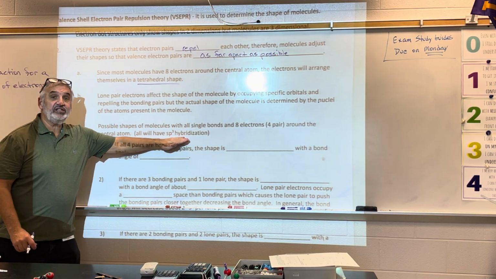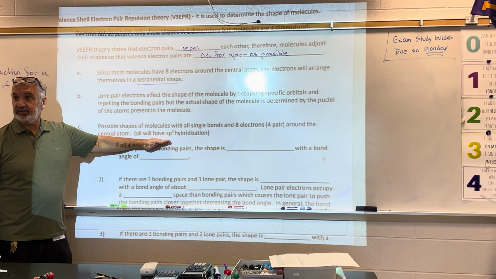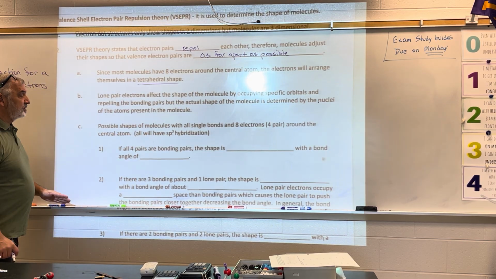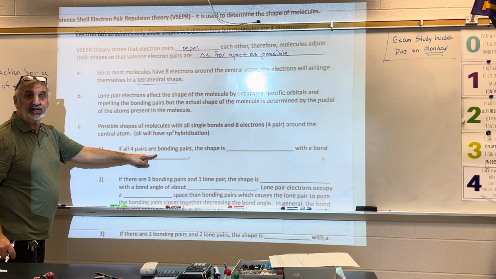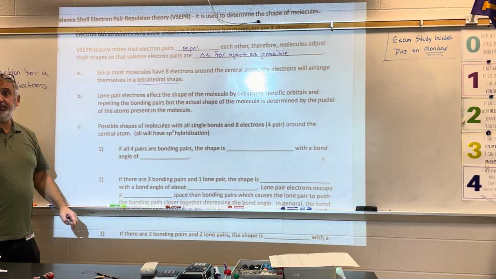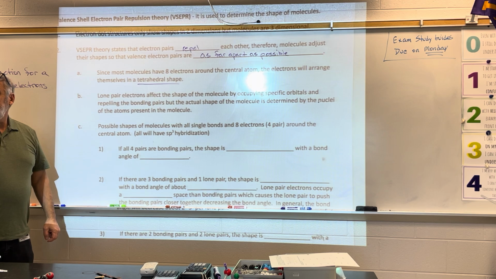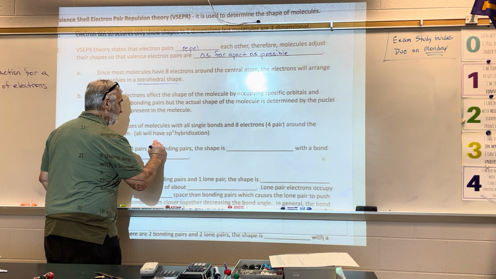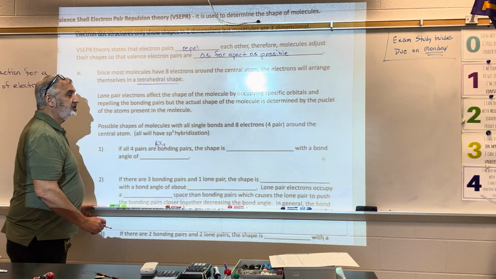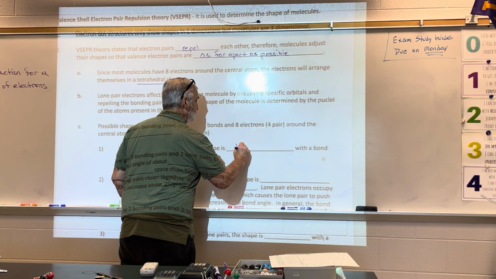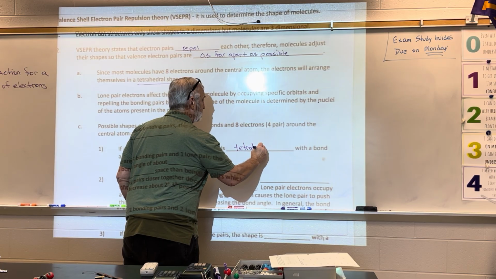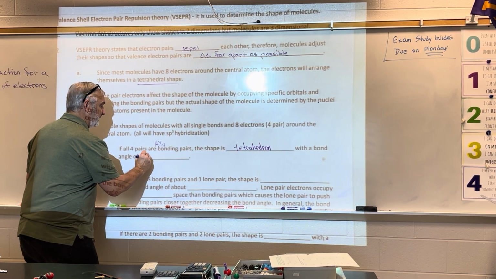Now, this hybridization stuff, we're going to talk about that after Christmas. Okay? It's going to be just a quick little discussion about this hybridization. Okay? But if all 4 pairs are bonding pairs, you got 4 pair of electrons that are all bonding. What's my AX formula going to be? AX4. So in other words, we're talking about AX4 here. So what's the shape going to be? Shape is tetrahedron with what bond angle? 109.5 all the way around.